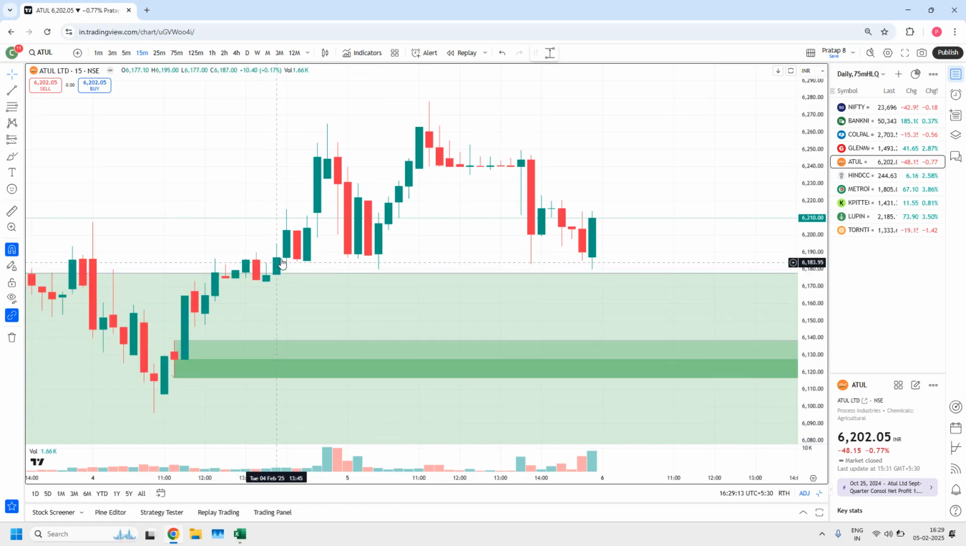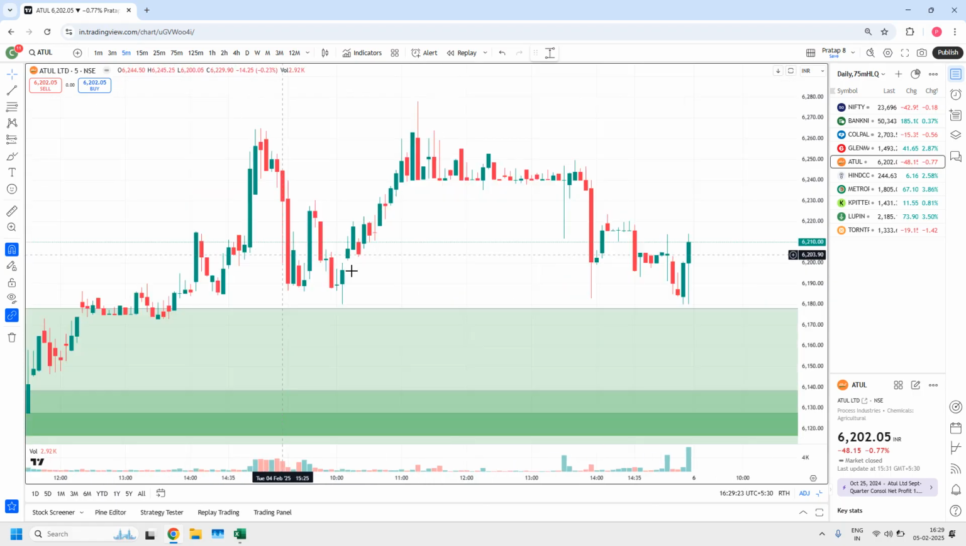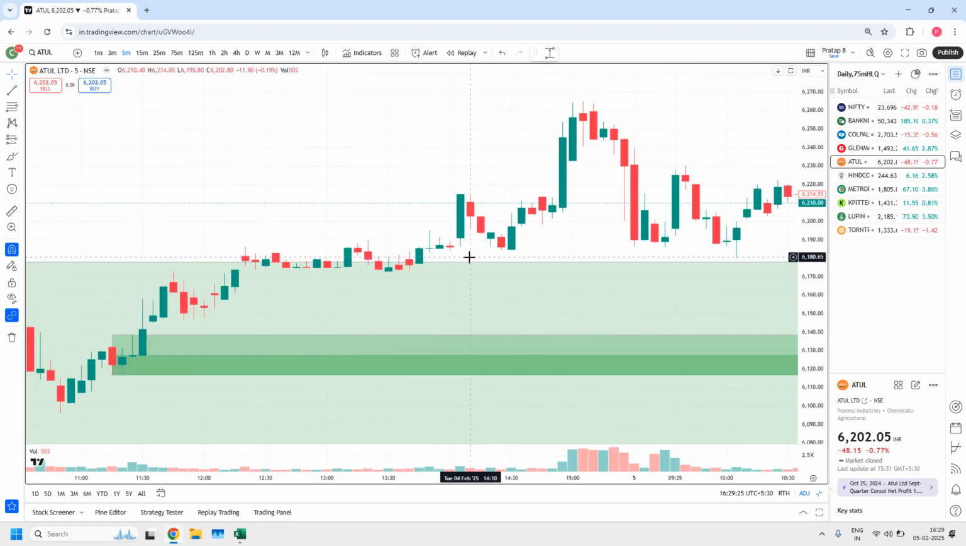Here also drop base rally, but even if I draw a 5 minute structure, it is not good here. So that's why I stick to this. This is the area. Here you have a drop, two base candles and a rally candle, a large candle. This is the type 2 proximal.